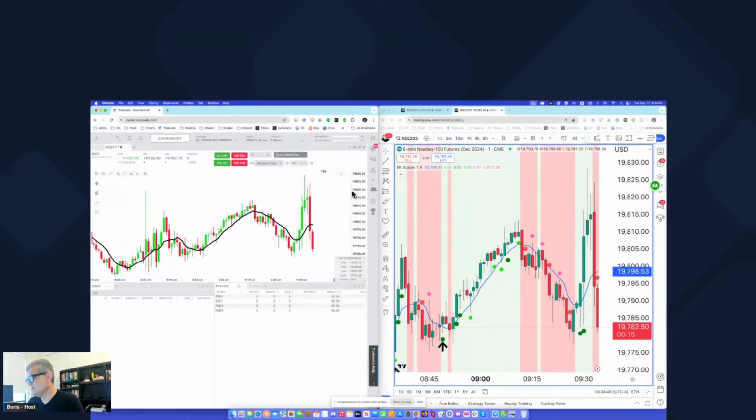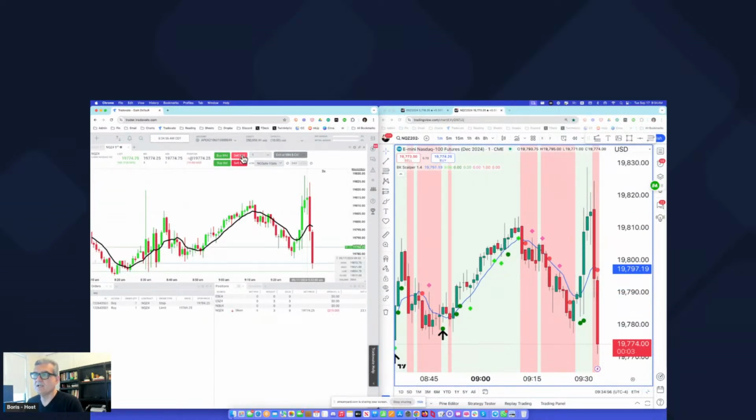But if this stays, we're going to try and trade this for a 5-10 scalp here, because it is a lower dot right over here. This dot is lower than this one. 6-7 seconds left. Sell market. Let's see if this works.